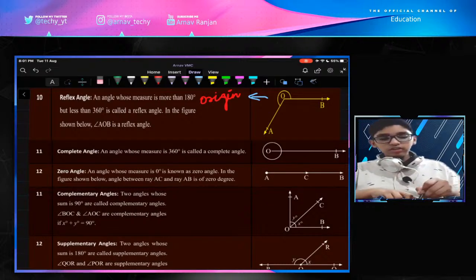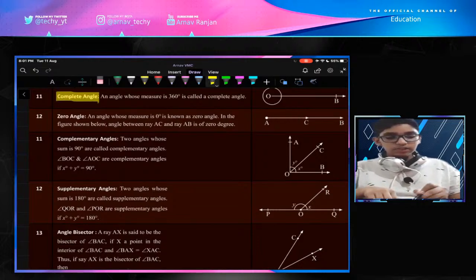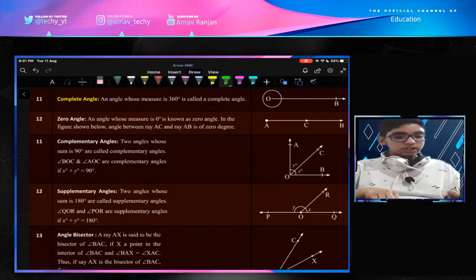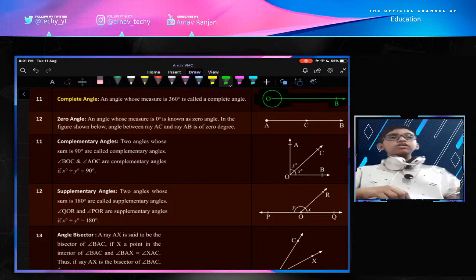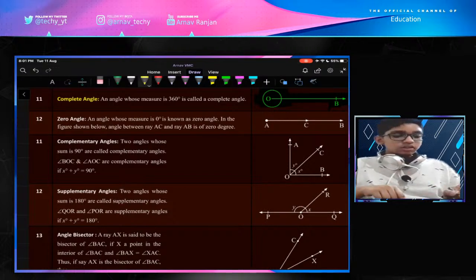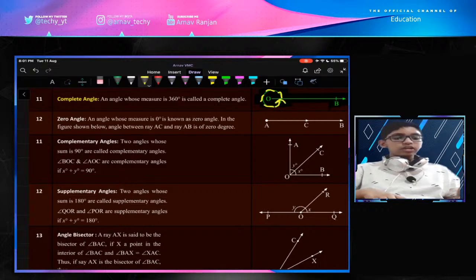Next we will talk about the complete angle. So what's a complete angle? This is a complete angle. I am highlighting it with green color. It has a measure of 360 degrees. In a complete angle, the rotation goes from here, then here, then it comes again here. So this is 360 degrees.